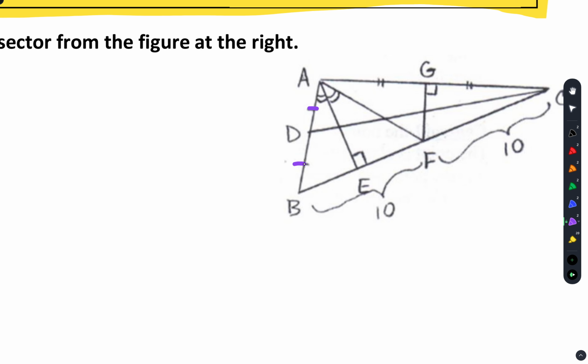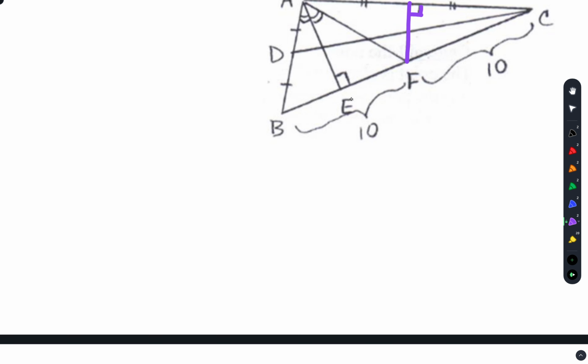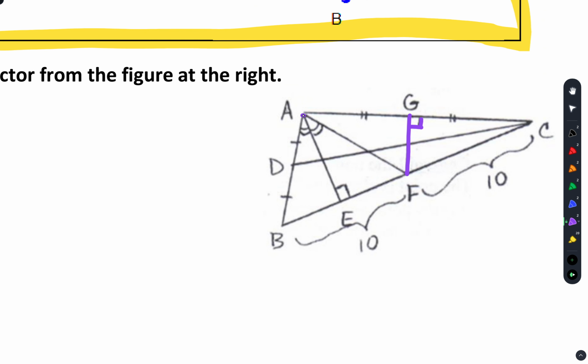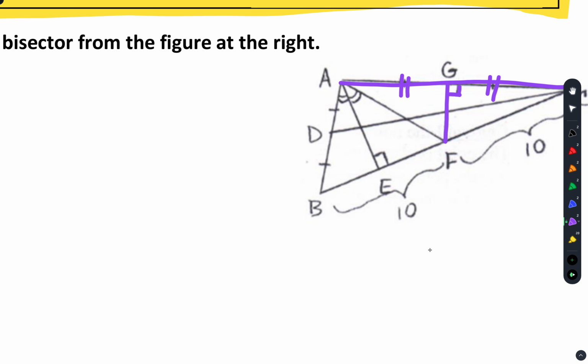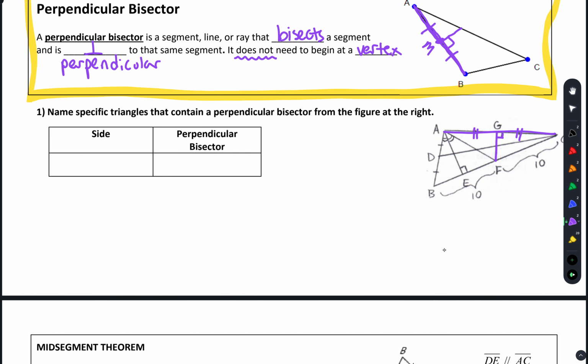Over here, I know these 2 sides are congruent, but I don't have a right angle. The only place that both things are true is right here at FG. It is a right angle to AC, and we can tell by the tick marks that it's cutting AC in half. So FG is the perpendicular bisector to segment AC. Any questions on that?